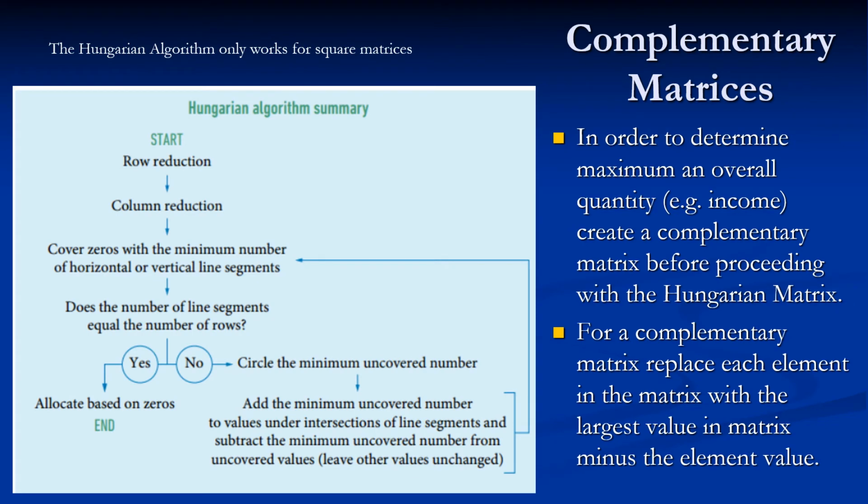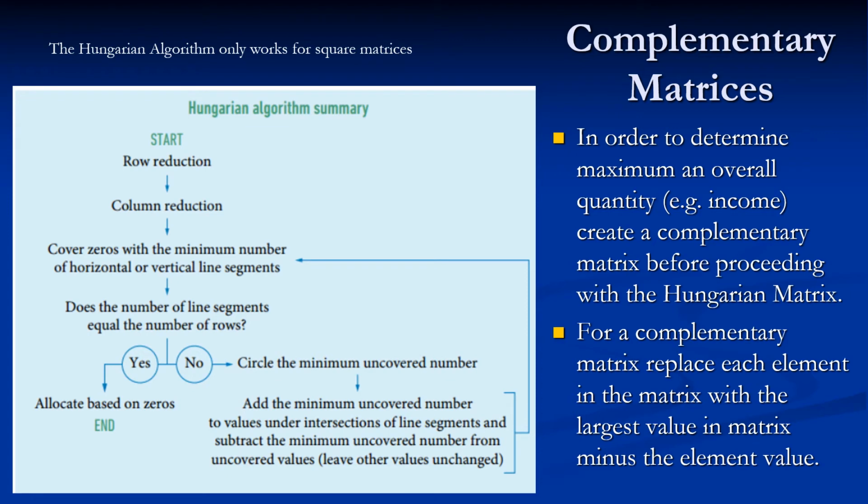So the Hungarian algorithm only works for square matrices. And we've got a summary here. So what we do is we have our matrix at the start, and then you perform a row reduction, then do a column reduction. You cover the zeros with the minimum number of horizontal or vertical line segments. And now, does the number of line segments equal the number of rows? If yes, you can allocate based on zeros. If not, you've got to circle that minimum number and then add the minimum uncovered number to the values under the intersections of the line segments and subtract that minimum uncovered number from uncovered values. And we're going to leave those other values unchanged.